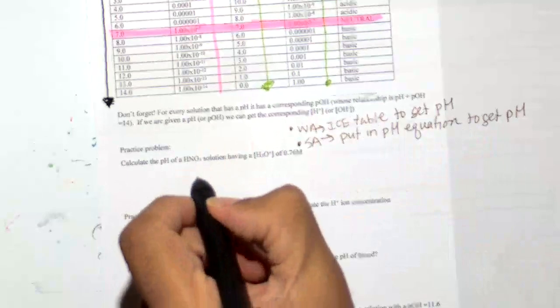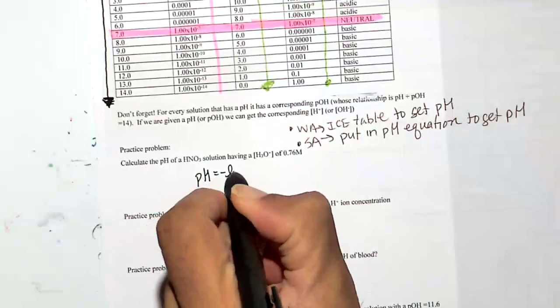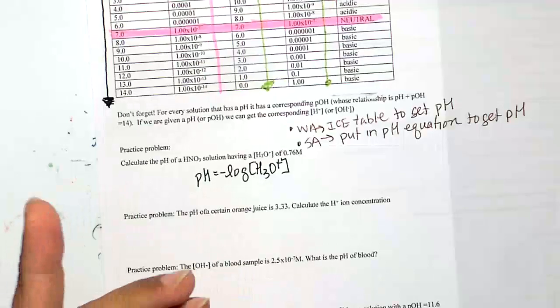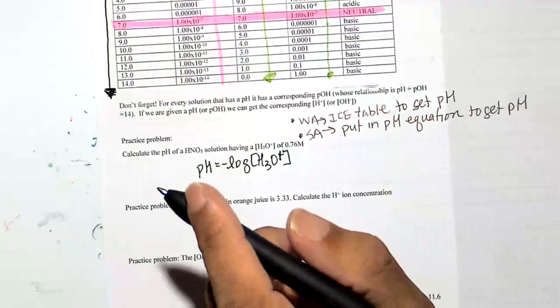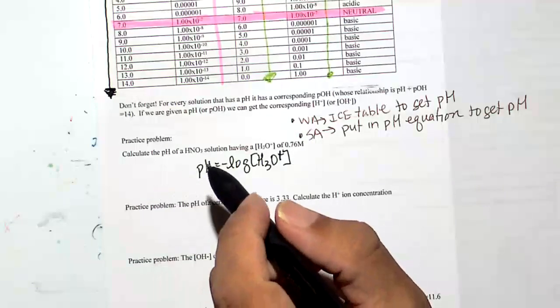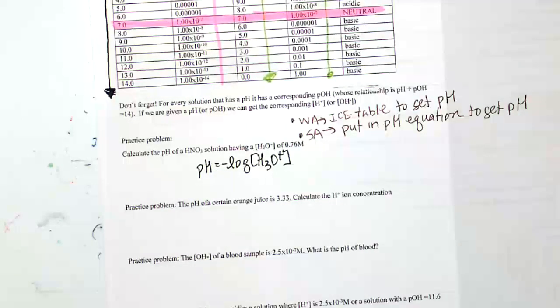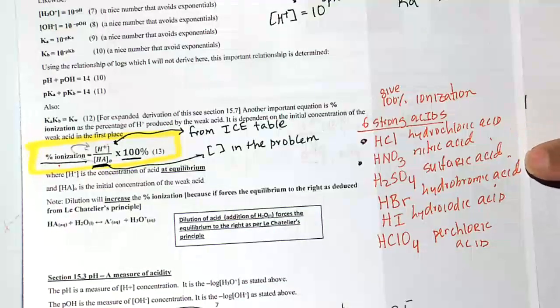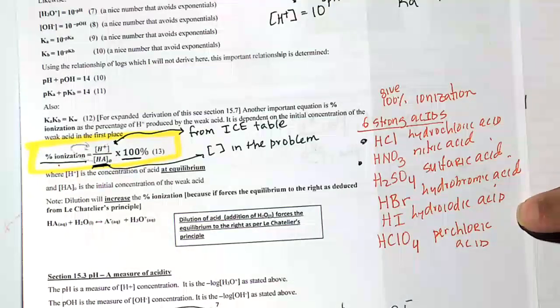And what is our pH equation? Okay, pH is equal to minus the log of the hydrogen ion concentration, H plus or H3O plus. Because it's a strong acid, just plug it in. Okay, how do you know it's a strong acid? We're going to know those 6 acids. What are those 6 acids again? Hydrochloric acid, nitric acid, sulfuric acid, hydrobromic acid, hydroiodic acid, and perchloric acid.